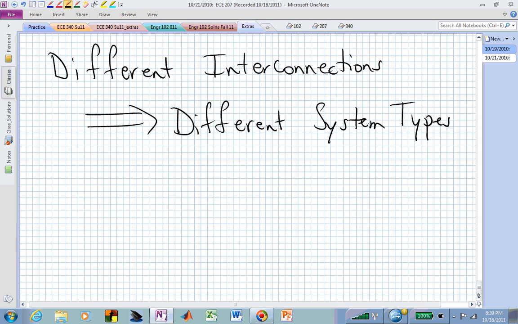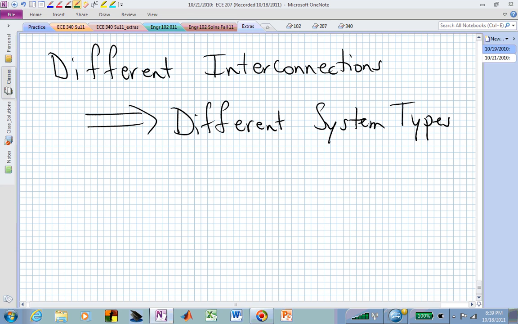We can have Y connections, and we can have delta connections, and we can have Y connected sources, we can have Y connected loads. We could have delta connected sources and delta connected loads, or we could have a mix of those. We could have Y connected sources and delta connected loads, or vice versa. We could have a delta connected source and Y connected loads. Let's talk about some of those.